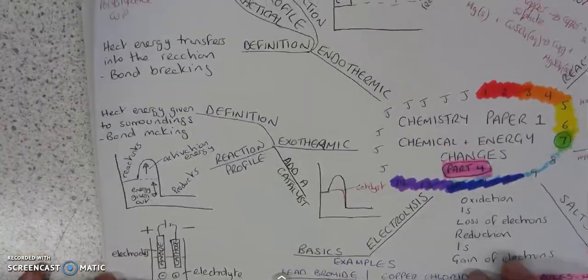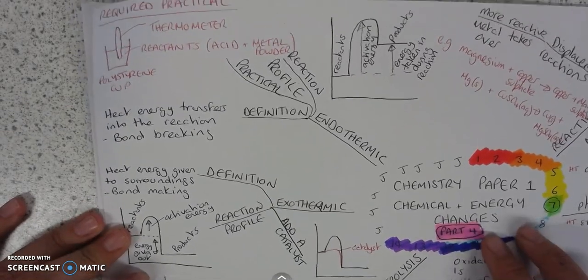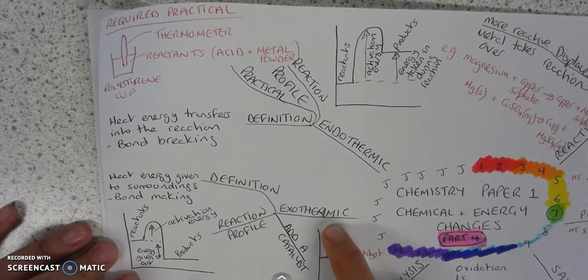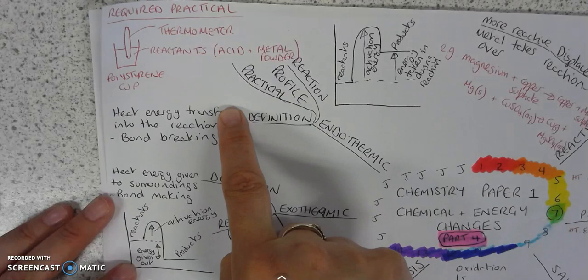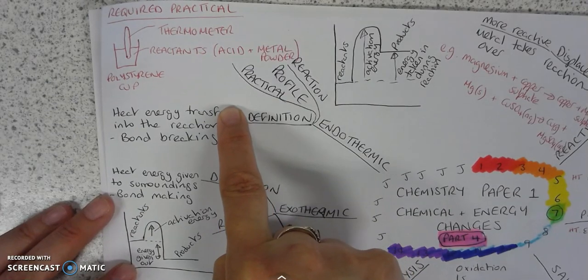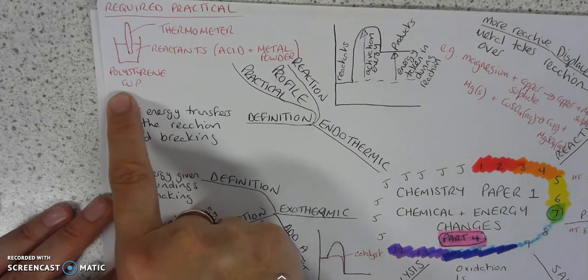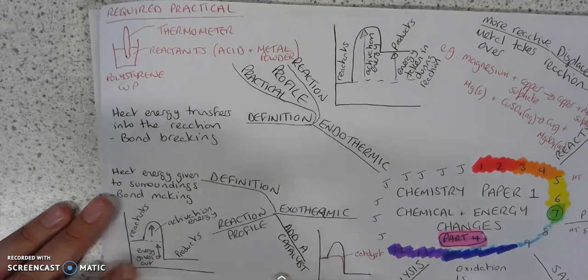Right, the last 2 things we just need to look at is endothermic and exothermic reactions. Exothermic gives off heat to the surroundings, and that's because it's making bonds. Endothermic takes in energy from the heat to break the bonds, and there is a required practical where you need to use a polystyrene cup as it's a good insulator, so that you can actually work out the amount of energy being taken in or given away.